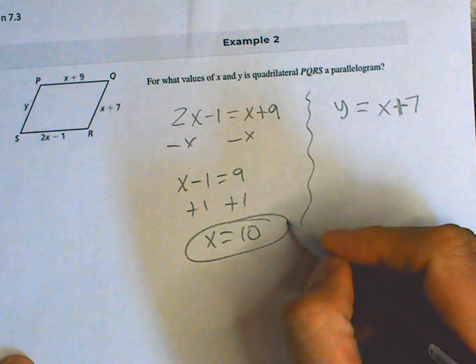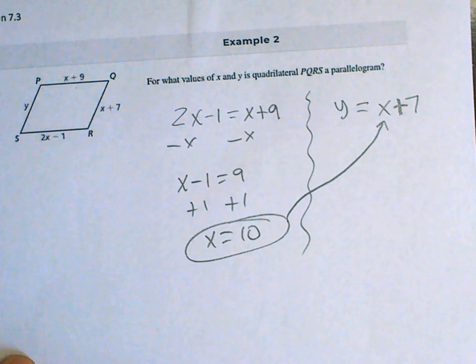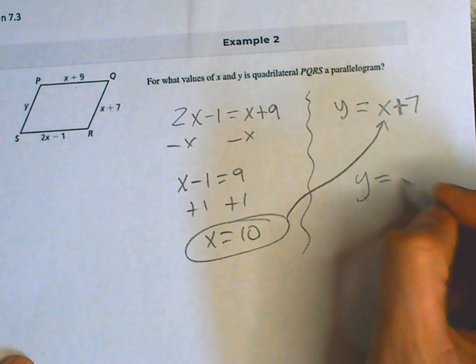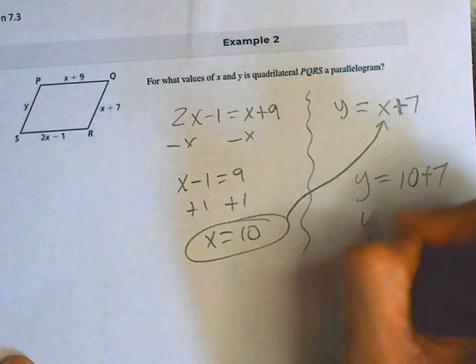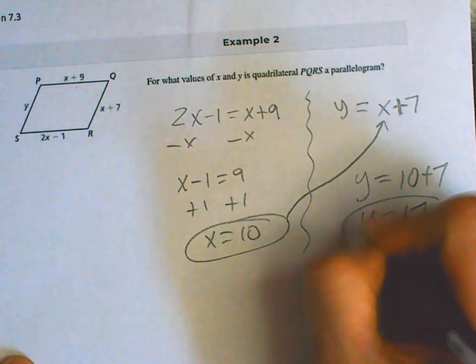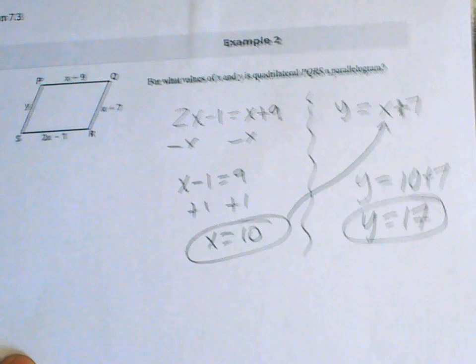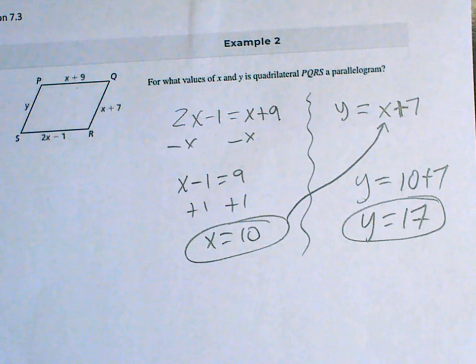And then you use that answer to plug it right in there. Then y is going to be equal to 10 plus 7, which is 17. So you have to assume that it's a parallelogram so you can equal the opposite sides, because you have to assume that they're congruent. So you set them equal to each other, you solve for x, and then go back and plug it in onto the other one. So that, ladies and gentlemen, is example number 2. Now let's look at example number 3.